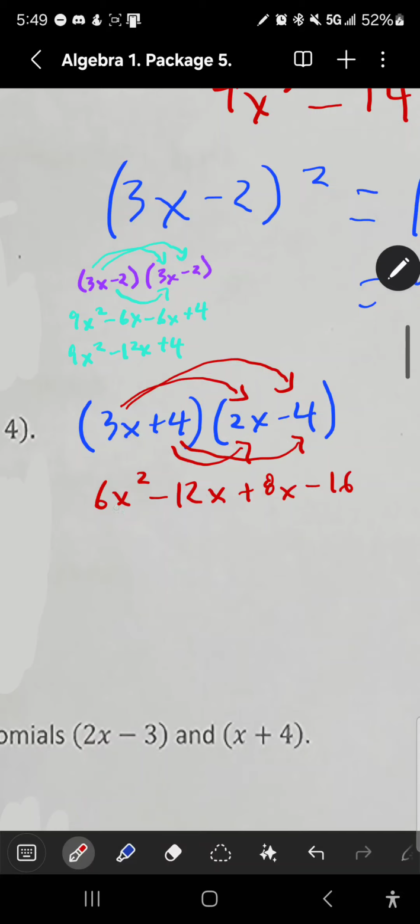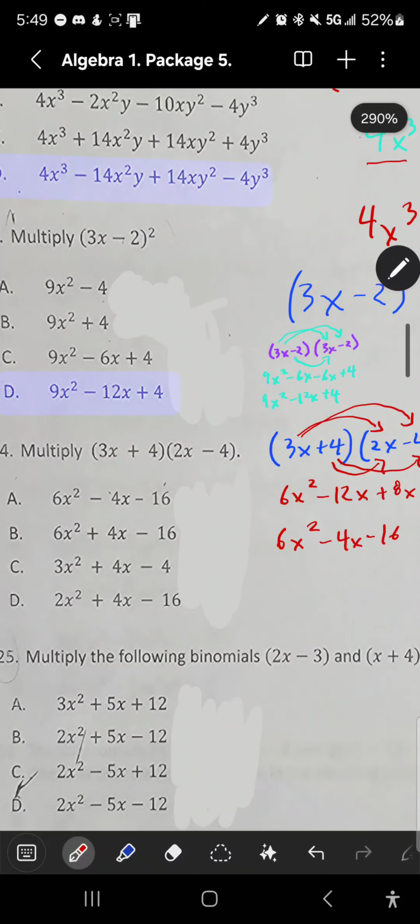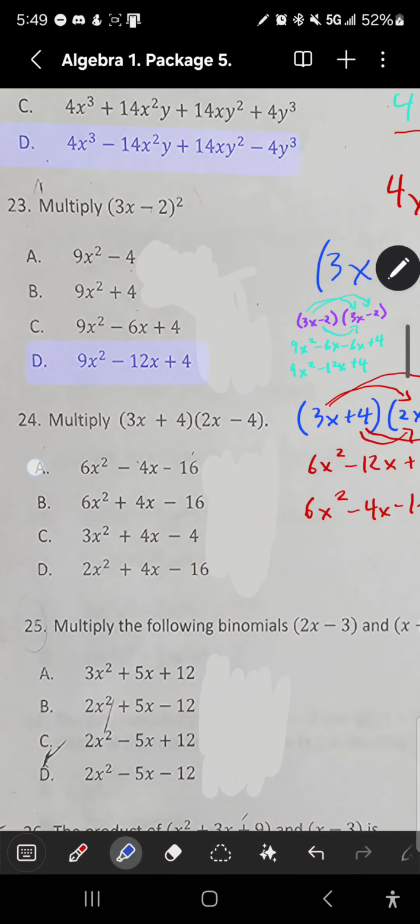Now, as you can see here, we only have this x squared, so we keep it. This is x and this is also x. We have a negative and a positive. We have negative 12 plus 8. We keep the sign of the greater one. The greater one is 12 and it's negative, so our answer is going to be negative. And then 12 minus 8 is 4, so negative 4x. And we keep the 16. That's our answer, which is only A.